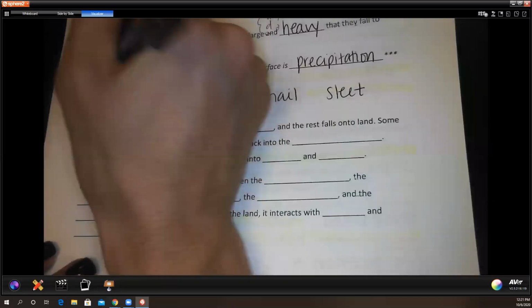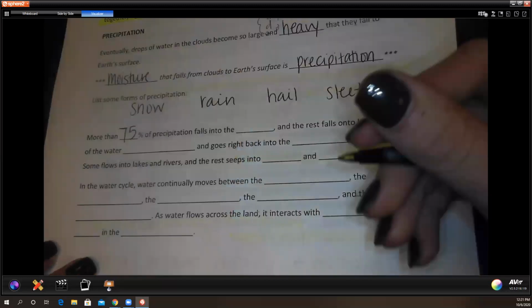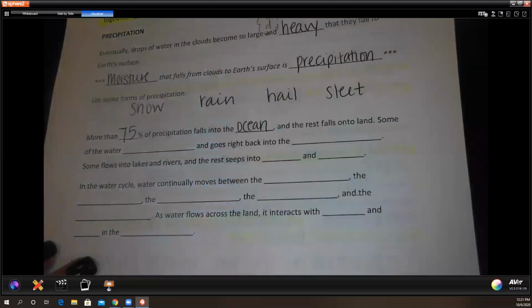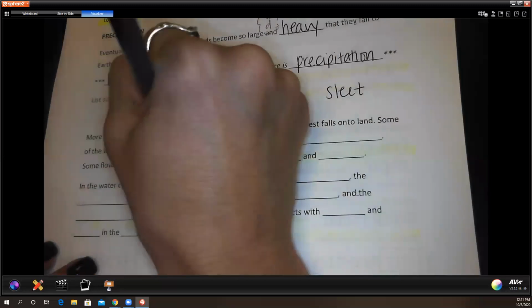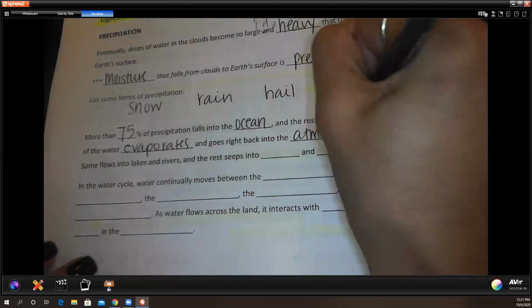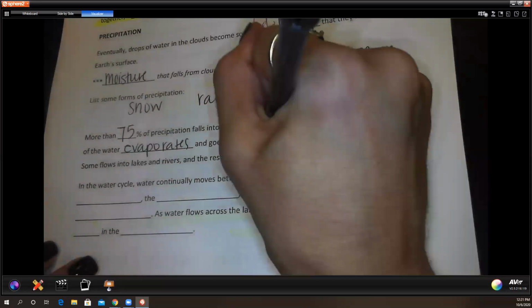More than 75% of precipitation falls into the ocean, and the rest falls onto land. Some of the water evaporates and goes right back into the atmosphere. Awesome. Some flows into lakes and rivers, and the rest seeps into soil and rocks.